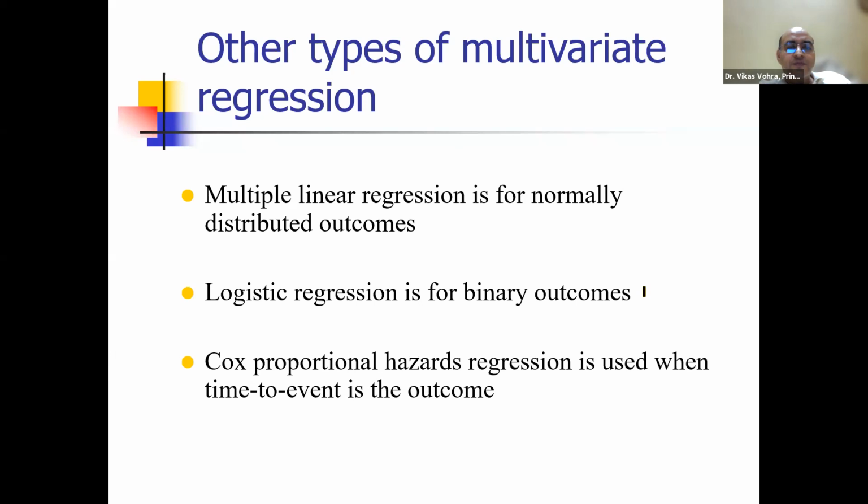Another is the Cox proportional hazard regression. This is another form of regression where time to event is the outcome. So all three, multiple linear regression, logistic, and Cox regression, depend upon the outcome: what is the outcome and what is the nature of that outcome? If it is continuous, you use multiple regression for prediction. If it is binary, you use binary logistic regression. And if it is time to an event, time is the outcome, then you have to use the Cox proportional hazard.